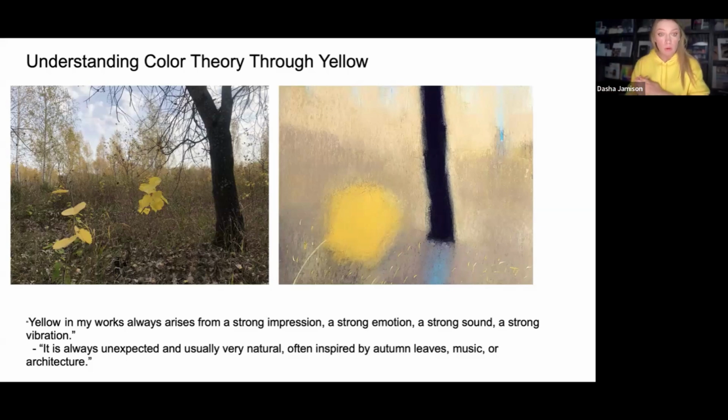Yellow in Olga's work is not a very frequent guest, but it always emerges from a strong impression, a powerful emotion, a loud resonance, a strong vibration. It's always unexpected and usually very natural, meaning the source of inspiration has a bright, realistic foundation. This could be an autumn leaf, a quote from a literary work, music, an architectural impression, and much more.